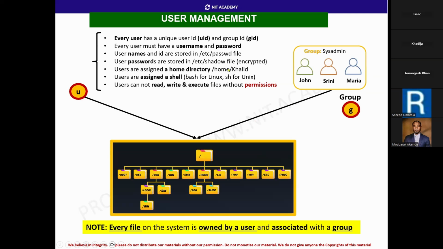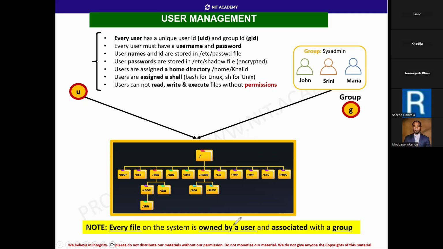Okay, so let's go. User management. Let's talk about user management real quick. Every time you do a useradd command, what is happening, guys? Every time you do user management, it gives you a UID, right? You have to give a username. You can give a password. Where are these names stored? Where are these passwords stored? Users are assigned a home directory. Users are assigned a shell. Users can read, write, and execute. And these, my dear friends, are called permissions. And these permissions are DAC, discretionary access.